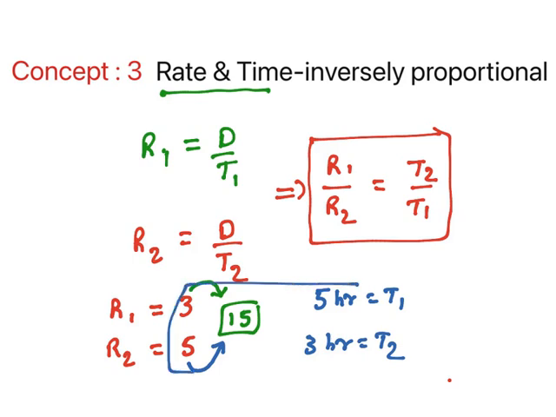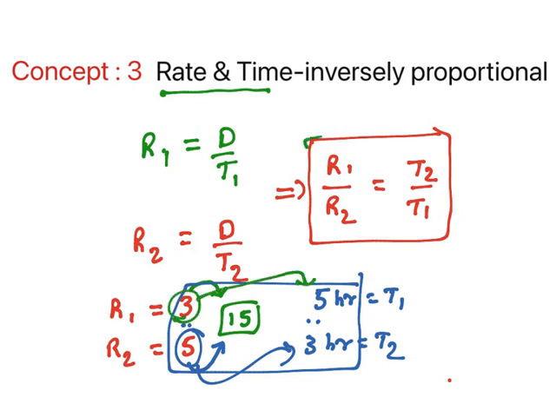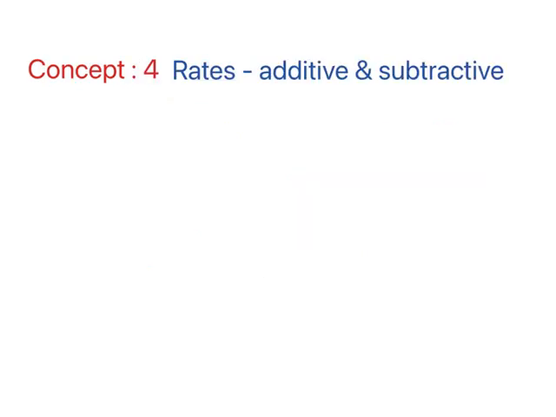Now look at these ratios. This is inverse. Here it is 3:5 and here it is 5:3. Simple thing: if you are moving with higher speed, you will reach sooner, in less time. If you are moving with slower speed, you will take excess time. So this is what is meant by inversely proportional. Just internalize the concept.